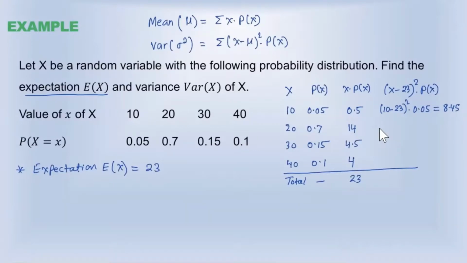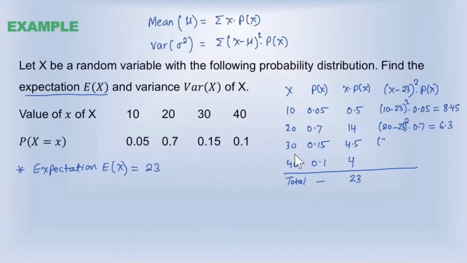Now, if you go to the second, same thing. Our x value is 20 in this case. So (20 minus 23) squared times the probability, this time 0.7. Type that in your calculator. You should get 6.3. Next one, your x value is 30.